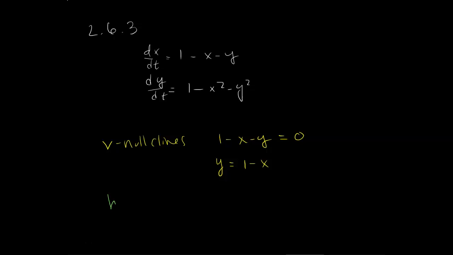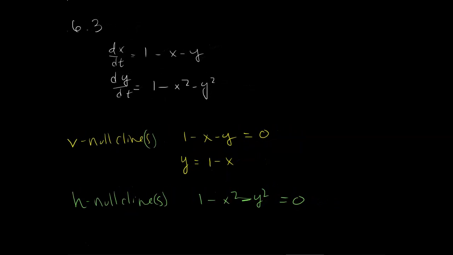But while we're thinking about it, you'd also want to talk about the H null line. So I said, this turns out to be only one for the vertical null lines. In this case, the horizontal null lines will occur when your derivative of y with respect to t is equal to 0. So this is 1 minus x squared minus y squared is equal to 0. So that's what we want to graph on our picture.